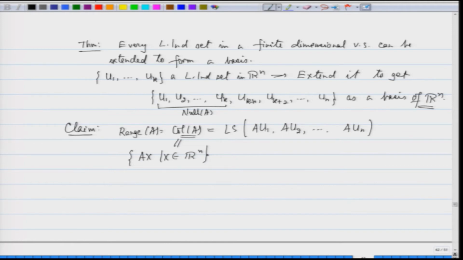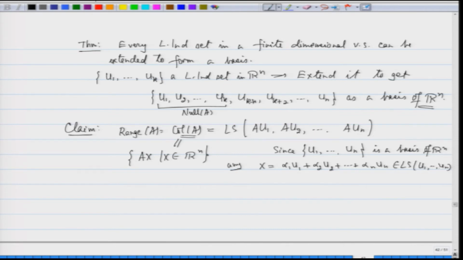Now, what we know is that U1 to Un is a basis. So, since U1 to Un is a basis of Rn, x is nothing but any x. So, any x will look like some alpha 1 U1 plus alpha 2 U2 plus ... plus alpha n Un. So, any x belongs to the linear span of U1 to Un, is it not?